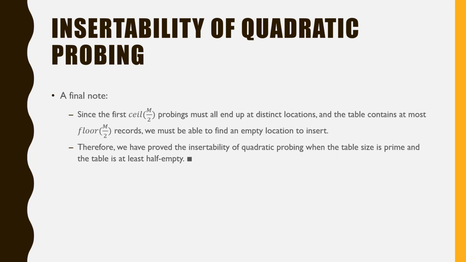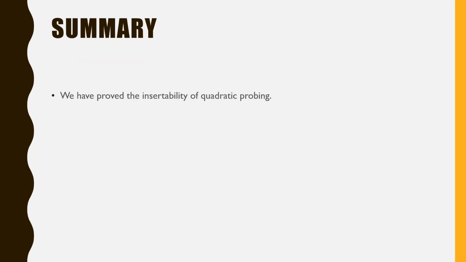Lastly, from the claim, we know that among these ceiling m over 2 different locations, at most floor m over 2 can be occupied. This leaves at least one empty location where we can insert a new record. It then completes the entire proof. In summary, we have proved the insertability of quadratic probing. That is, we can always insert a new record to the hash table if it has a prime size and is at least half empty.